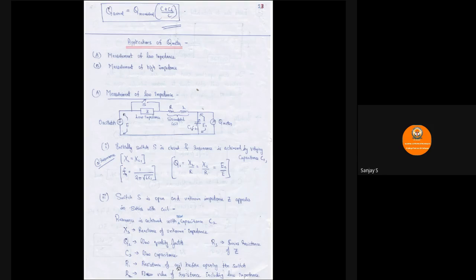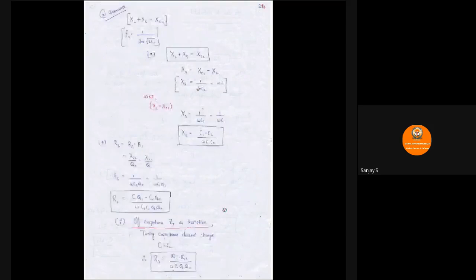R1 is resistance of the coil before opening the switch. R2 will be the new value of resistance including the low impedance. That is, effective resistance after the switch is opened is R2. Before opening the switch is R1. RS is the series resistance of the impedance.